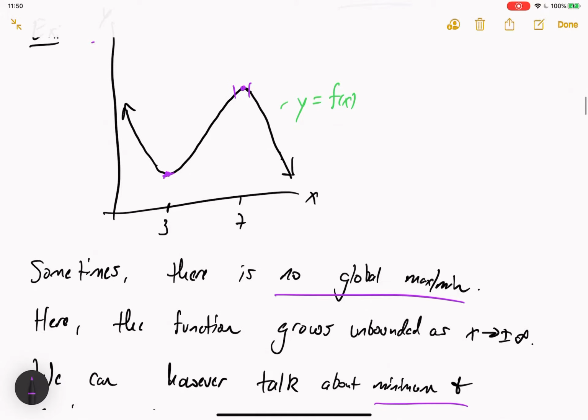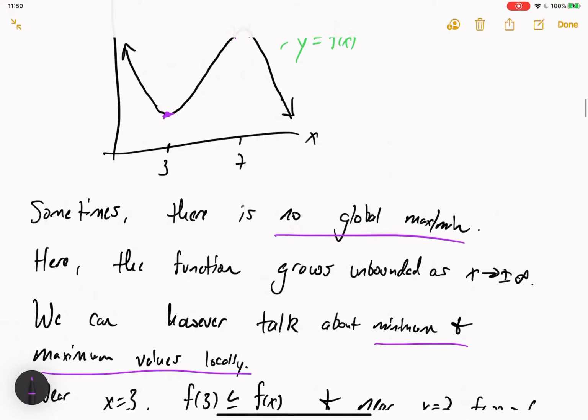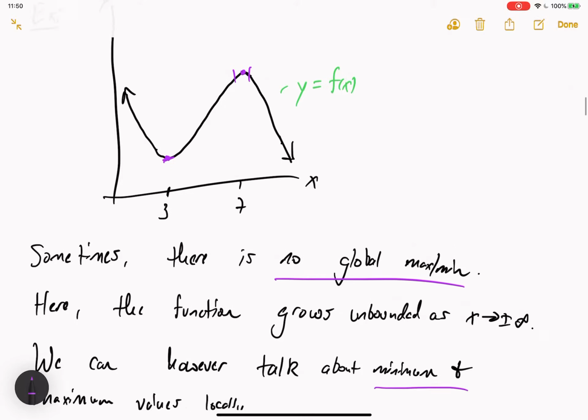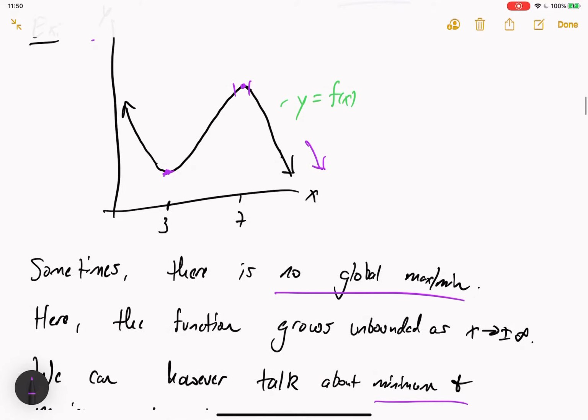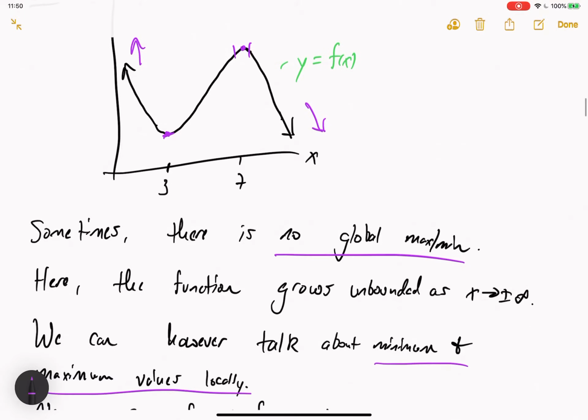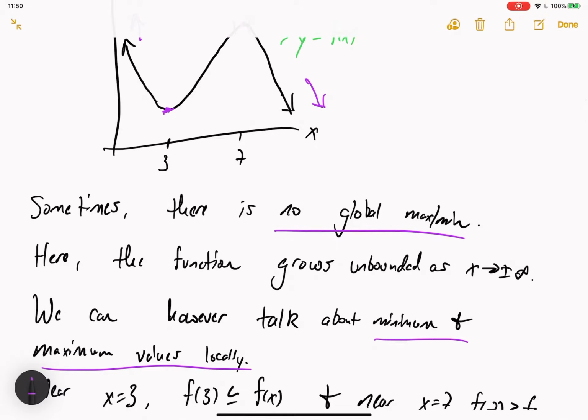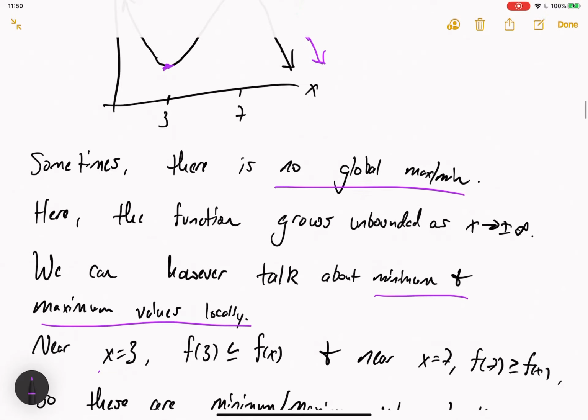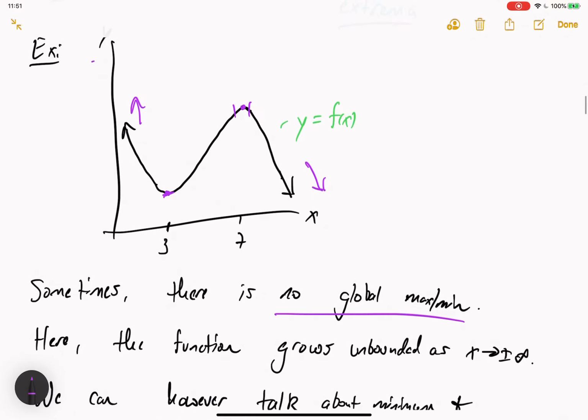There is no global max or min because the function grows unbounded as x goes from positive to negative infinity. What that means is that this is going to keep on decreasing, it's never going to stop decreasing. Likewise, that will always keep on increasing. However, if we look at 3 and 7, we kind of see that they're absolute max and mins in some case, and we would want to put some labeling on that.